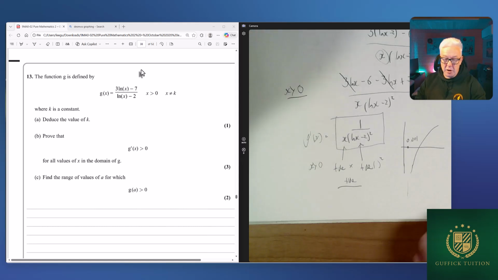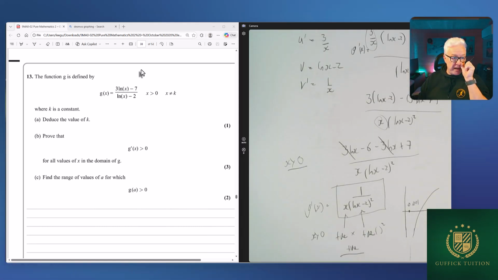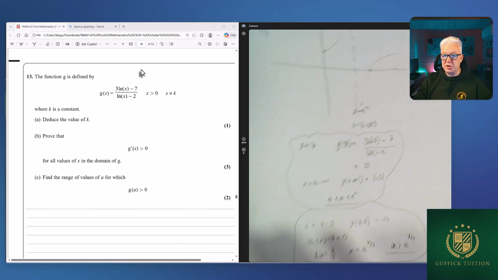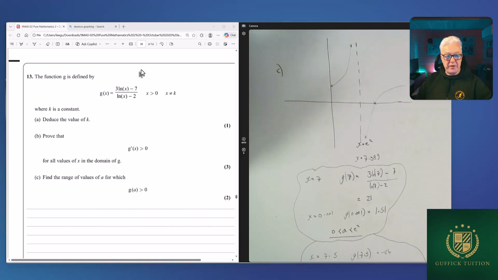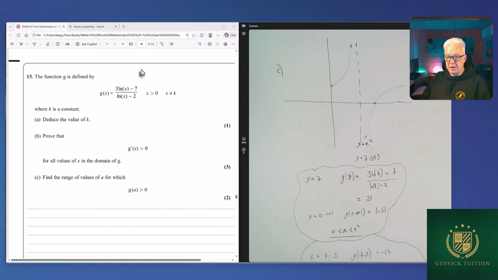Now, part C is only worth 2 marks. But personally, I think this is really difficult, and in my experience, students find this quite tricky. Now, we've got to try and find the values of a such that the original function is greater than 0, 2 marks. And I bet that in the exam, not many people got these marks because I think it's quite difficult.